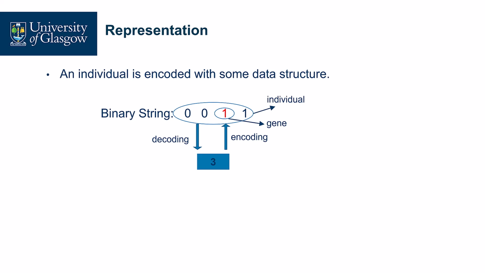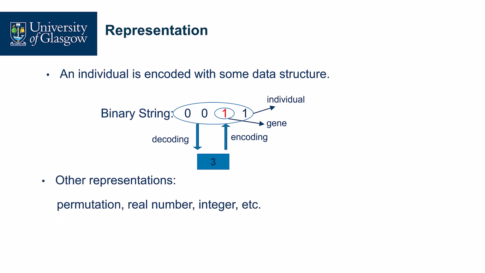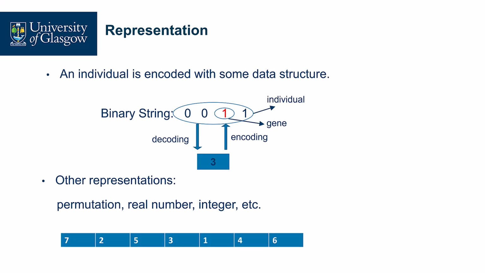We can also use other representations according to the problem. For example, the traveling salesman problem uses a permutation. For a design problem, we can use real numbers, and there are many other kinds. Here is an example of a permutation, from 1 to 7. How do we generate a random permutation? We discussed this in the first course of this specialization, the MATLAB part, so you can check it or search on Google.